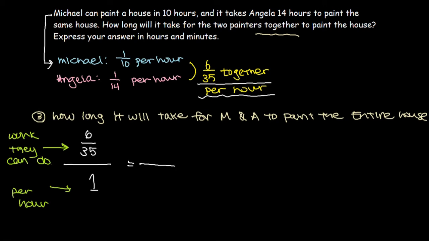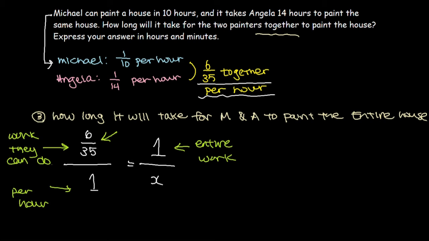And now I'm going to set up an equation. Now we're trying to figure out how long it will take for them to paint the entire house. So this number 1 is representing the work they have to do. This represents the entire work, because this number here is only representing how much of the work they can do per hour, not the entire work. So I'm trying to figure out a ratio of them. And I'm going to write the variable x for how long it will take.